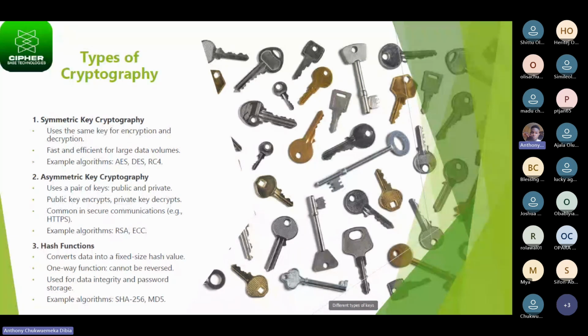What symmetric key cryptography means is that, for instance, let's assume you encrypt a file and you put a password on the encrypted file. That same password you put on the encrypted file is also the same password I will use to decrypt that encrypted file. That is what they call symmetric key cryptography. The same key used in encrypting the file is the same key that will be used in decrypting the file. Second one, we have asymmetric key cryptography.